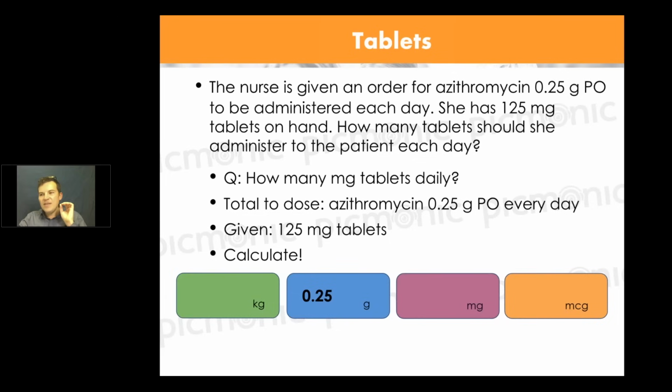If you just realize that 0.25 grams is not the same as the milligrams that you have, then you know you need to do some multiplication or division to get to the right units. So let's go through it. If I have 0.25 grams that I need to give, how many milligrams is that? Well, 0.25 grams is 250 milligrams. I multiplied 0.25 times 1,000 to get 250.